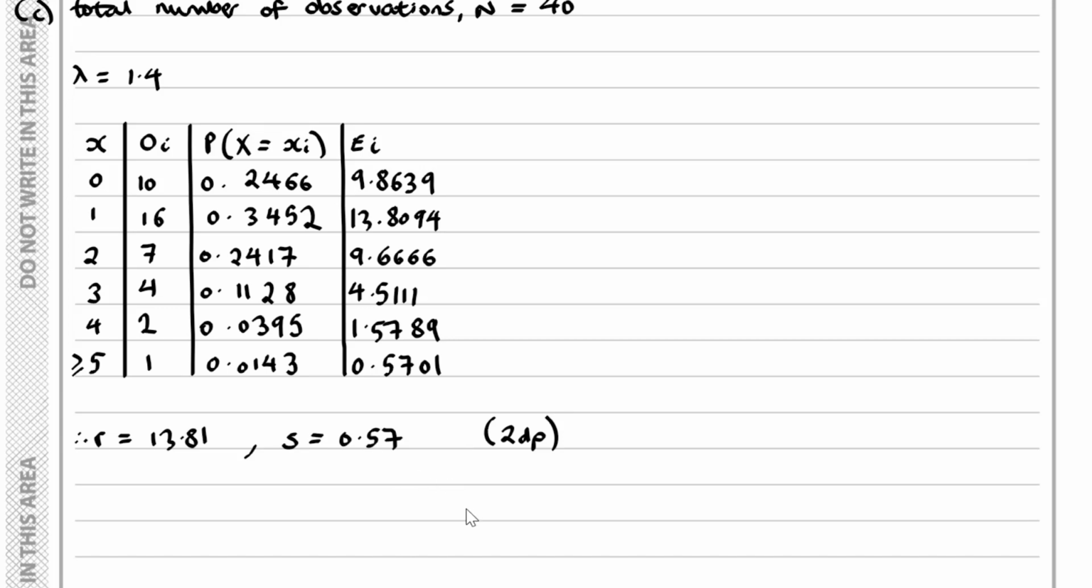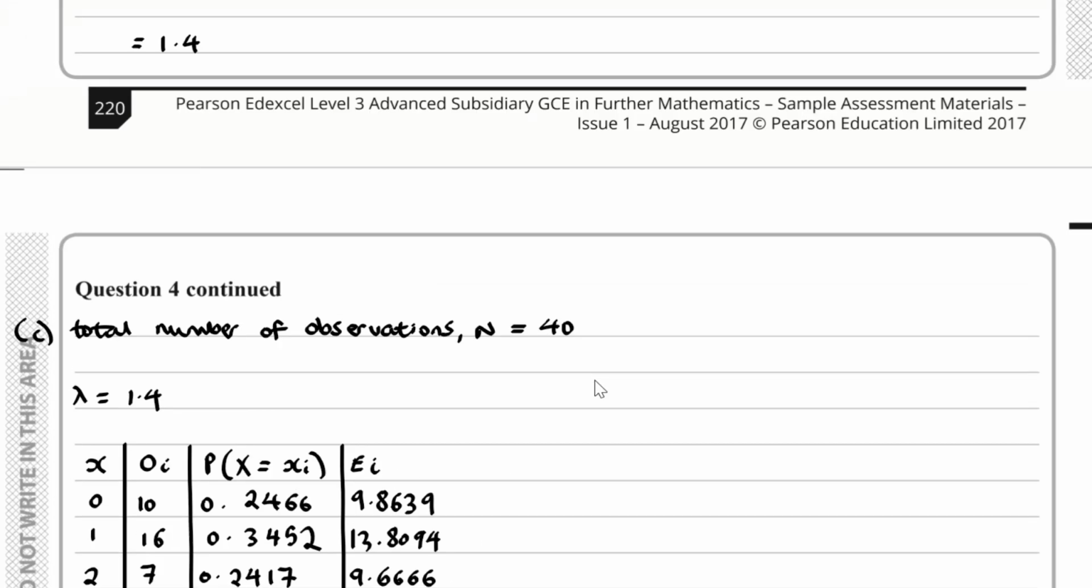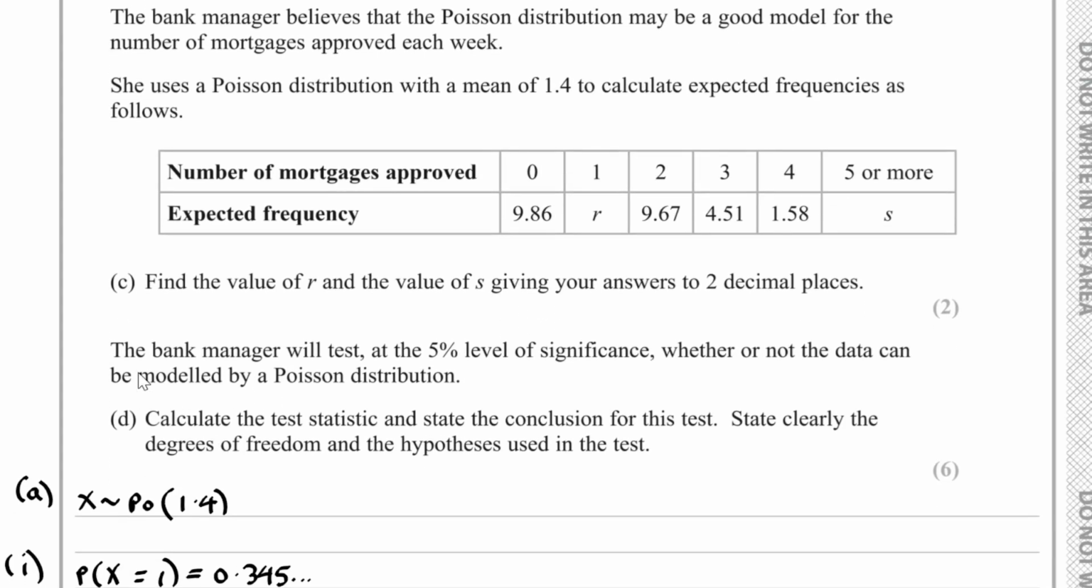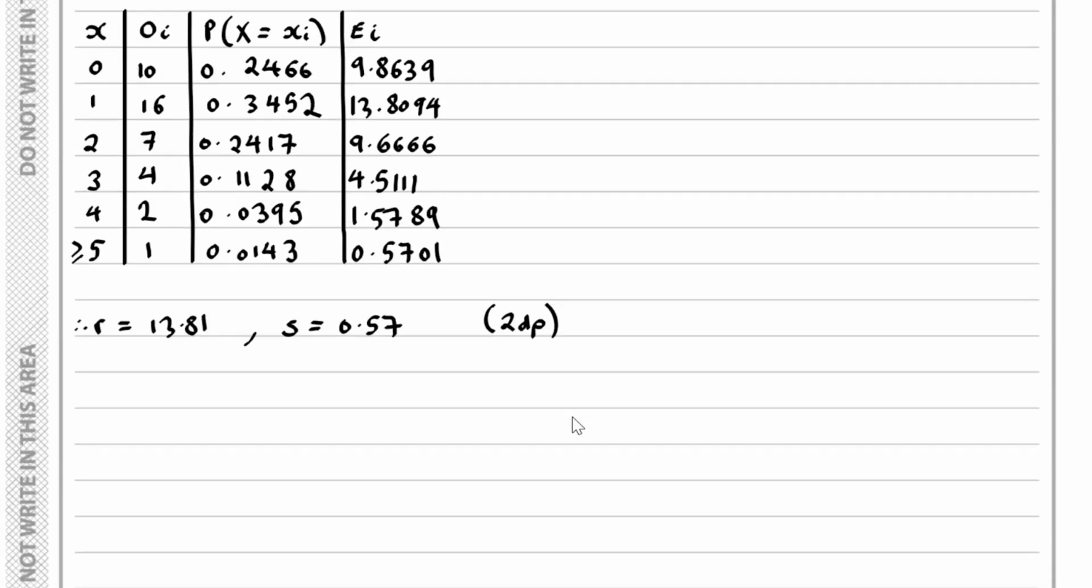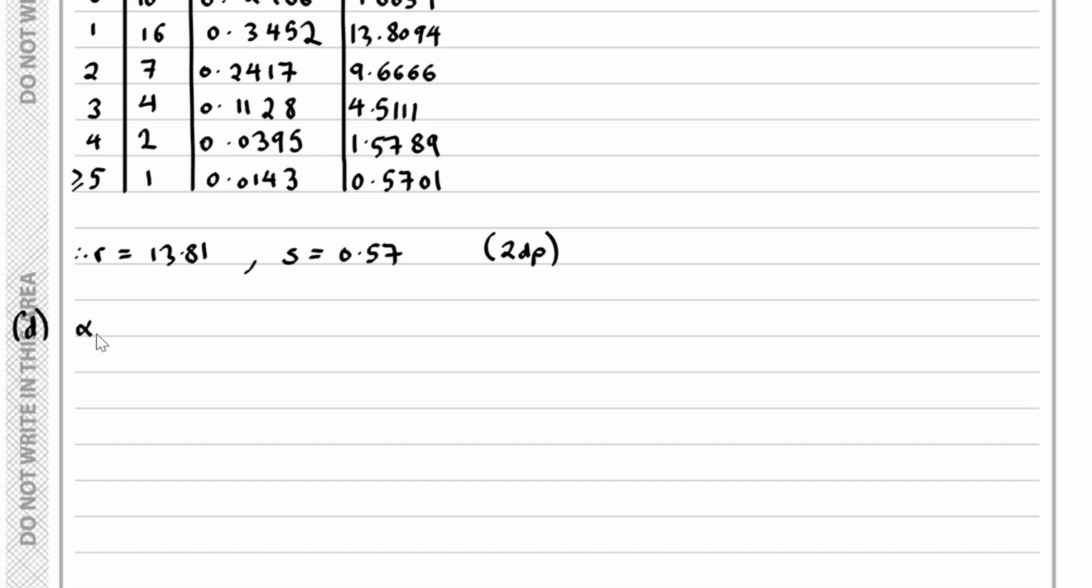Now what we can do for part D is, well, the bank manager will test at the 5% level of significance whether or not the data can be modelled by a Poisson distribution. We have to calculate the test statistics and state the conclusion for this test, state clearly the degrees of freedom and the hypotheses used in this test. Okay, so what we have over here for part D is alpha being 5%, so we have 0.05. What we can do over here as well is, well, we have to recreate this table.